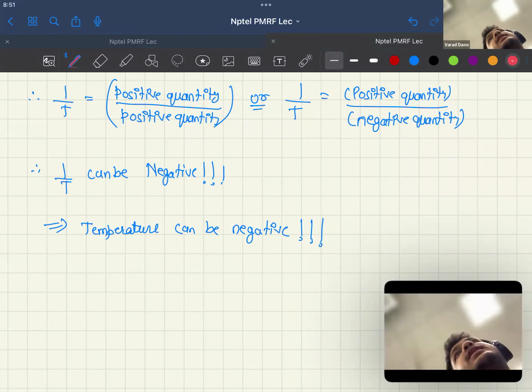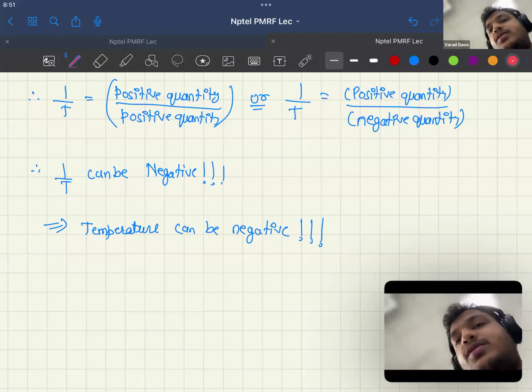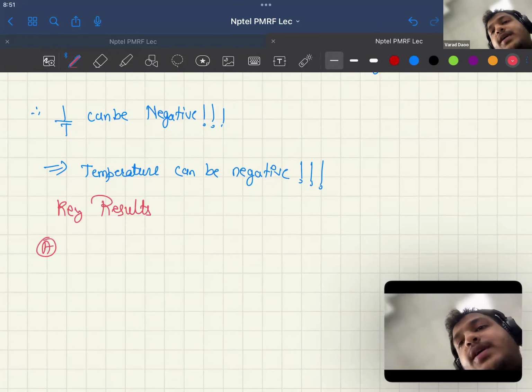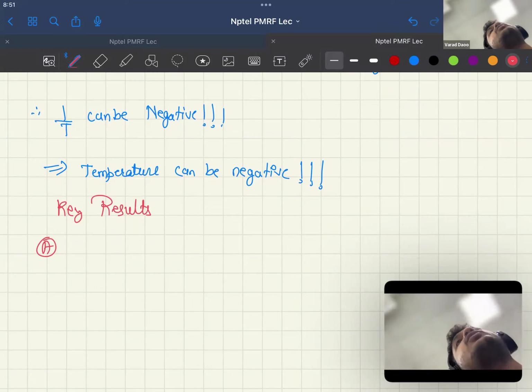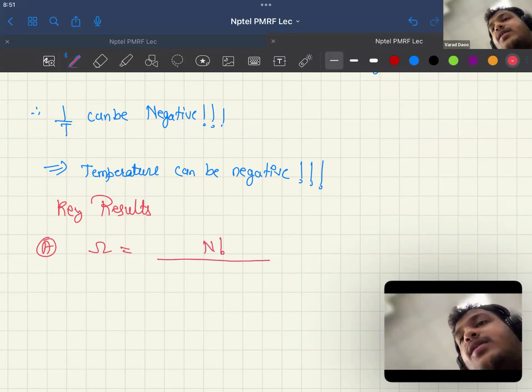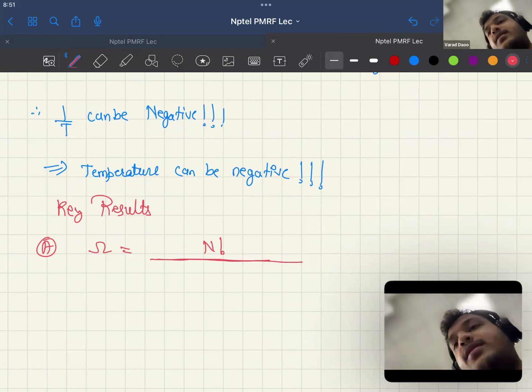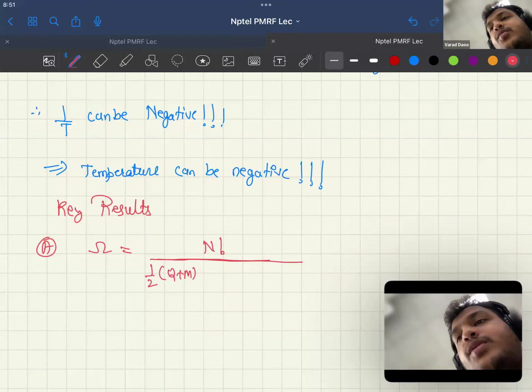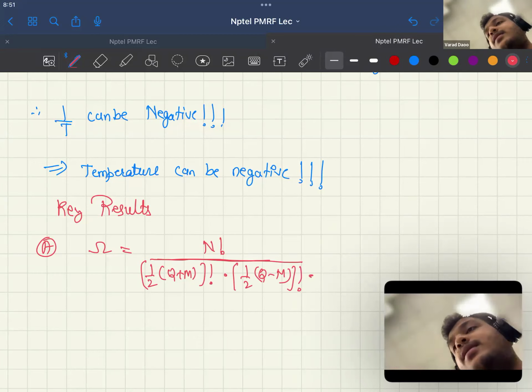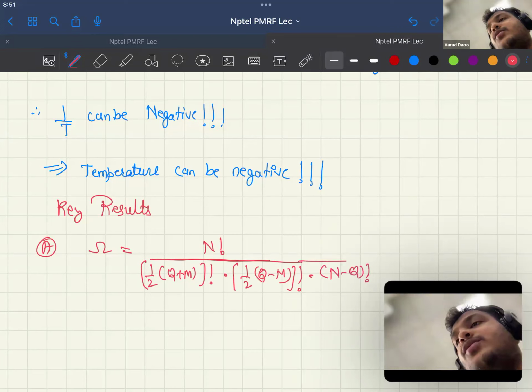Now, let me summarize the key results. So, key results for part A is what is the partition function? Oh, sorry, what is the multiplicity, right? So we find that multiplicity is going to be n factorial divided by half of q plus m factorial multiplied by half of q minus m factorial multiplied by n minus q factorial, right?